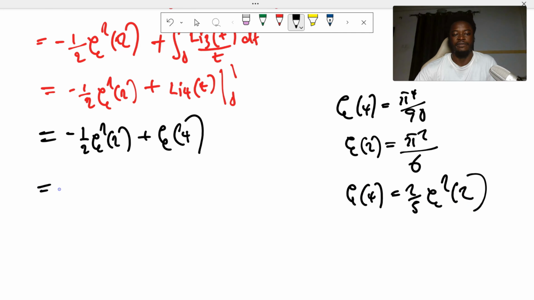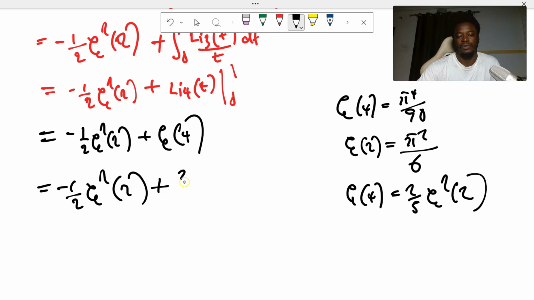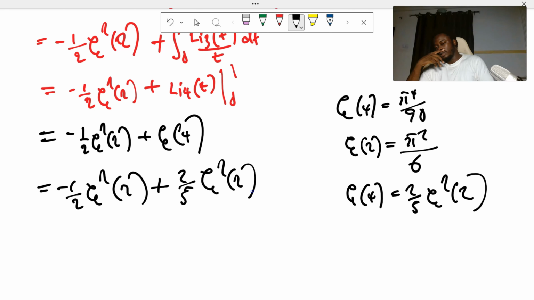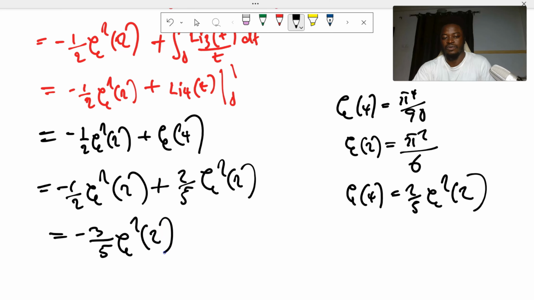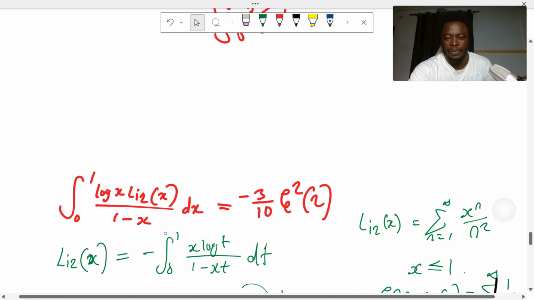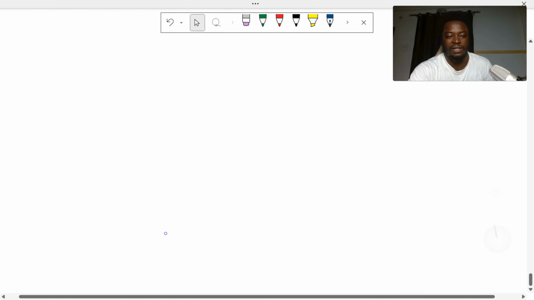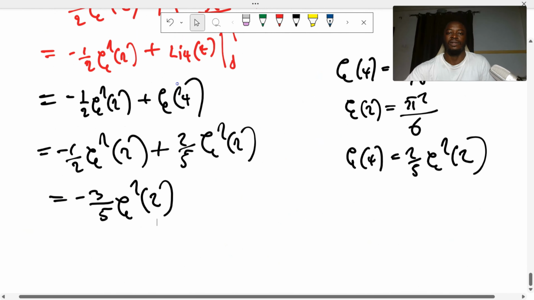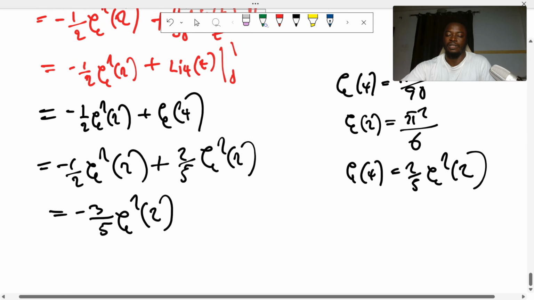So basically you have negative 1 over 2 zeta squared of 2 plus 2/5 zeta squared of 2. And if you do the math, negative 5 plus 2 is negative 3. So you have negative 3 over 5 zeta squared of 2. I believe that is what we had initially here. Okay, negative 3 over 10 instead, because 5 times 2 is 10. So our work is complete here.